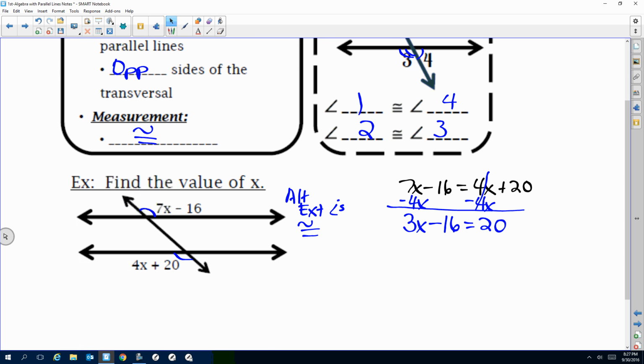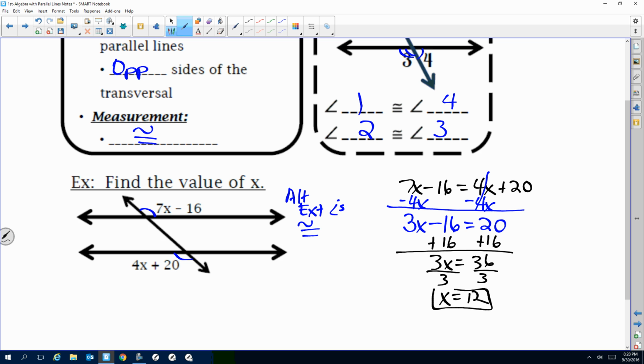So this is an example of alternate exterior angles congruent. So we had to write 7x plus 16 equals 4x plus 20. And then we're going to solve for x. So our next step should have been here, because I believe we didn't finish this, was plus 16, plus 16. We will get 3x equals 36. And then we're going to solve for x by dividing by 3, so x equals 12. Okay, so for all of these we're going to expect you to write the equation and then solve for x. And then eventually you plug back in to solve for the angle.